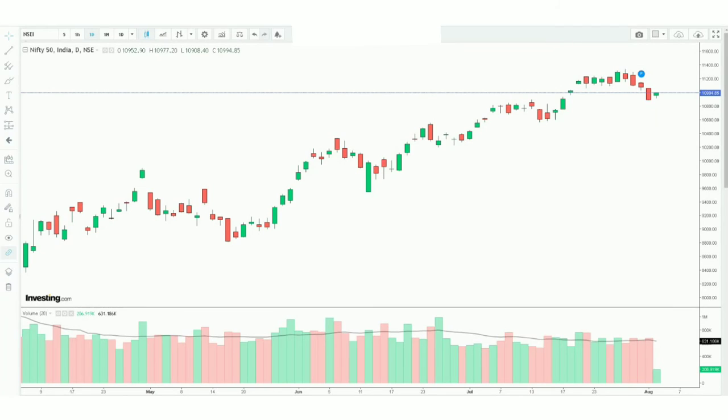Next we are going to learn about the bullish candle and the bearish candle. The green color candle is a bullish candle and the red color candle is a bearish candle. For a bullish candle, the criteria is that the open should be at the low and the close at the high. For a bearish candle, the open should be at the high and the close at the low.